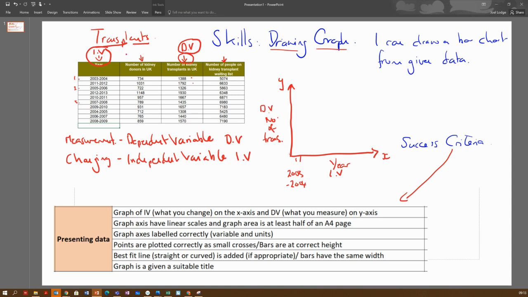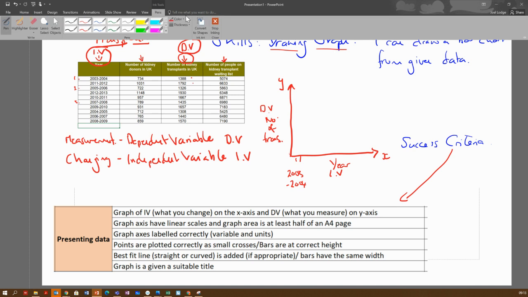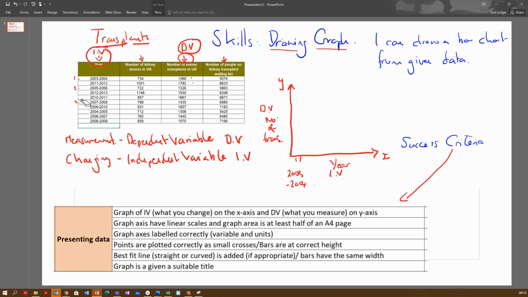Oh, I've missed one out. This one out here. Let's get my eraser. Missed one out, didn't I? Hopefully you spotted that. So 2003 to 2004, then it's 2004 to 2005, then it's 2005 to 2006. So along here, that's where your years would be going. So number 1, 2003 to 2004.